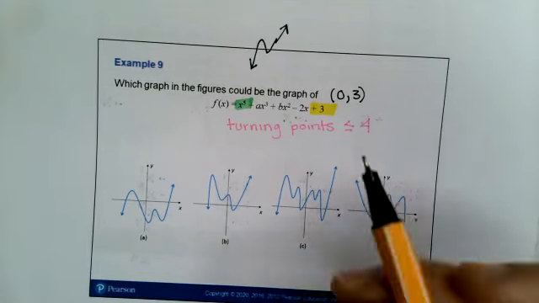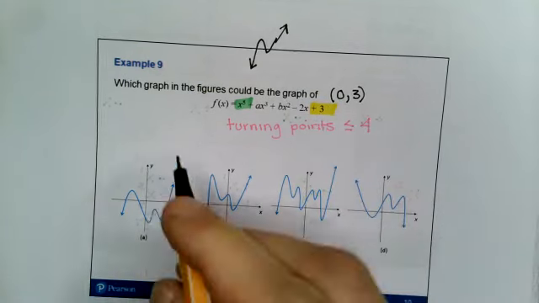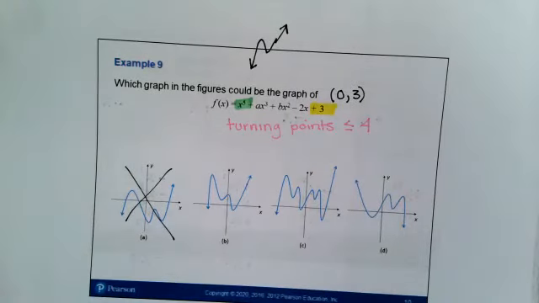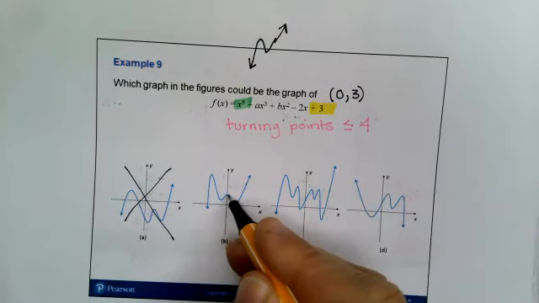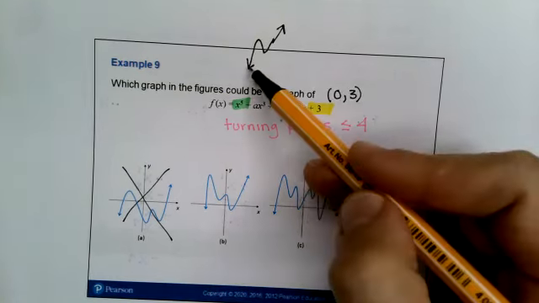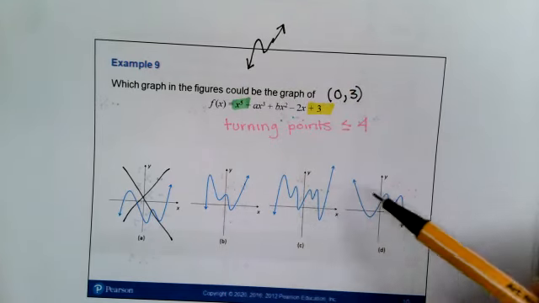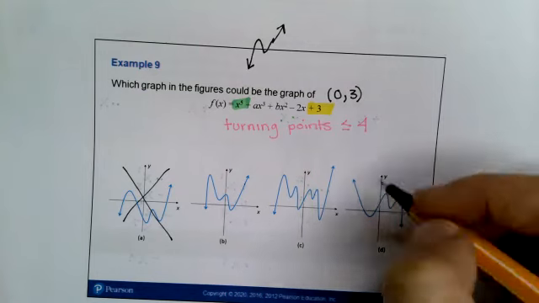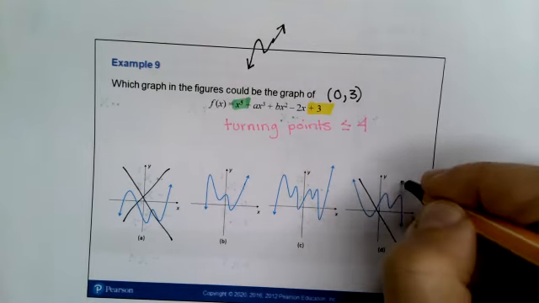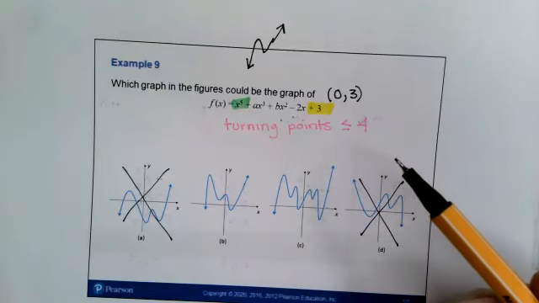All right, so the easiest part is a positive 3, right? Does it cross at positive 3? It does not. Does it cross at positive 3? Possibly. Does it cross at positive 3? Possibly. Does it cross at positive 3? Possibly. All right. It needs to be going down to the left and up to the right. Okay. This is not going down to the left and up to the right, so we're going to eliminate that one as well. Now we need to count the number of turning points, right?